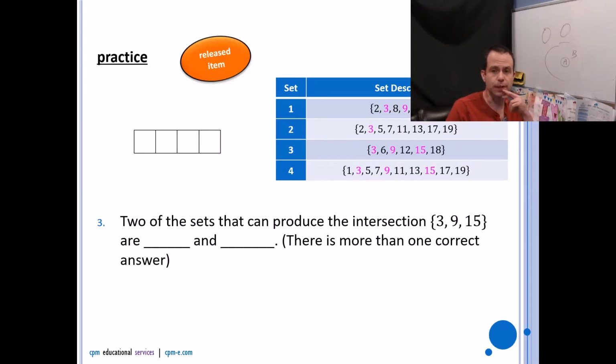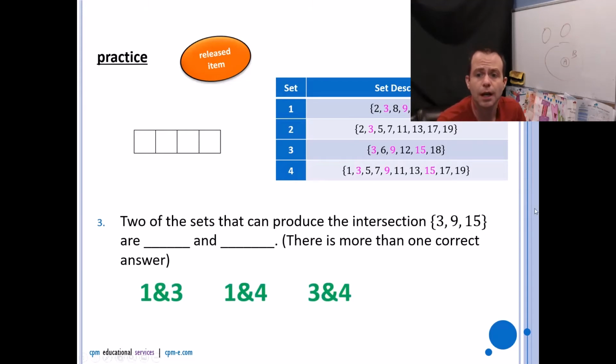sets that would produce the intersection. So I could say 1 and 3, I could say 1 and 4, or I could say 3 and 4. Either one of those would be a perfect answer. Okay, and they'd all be keyed correct.